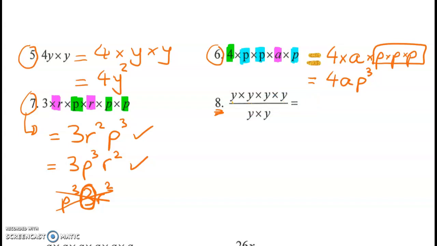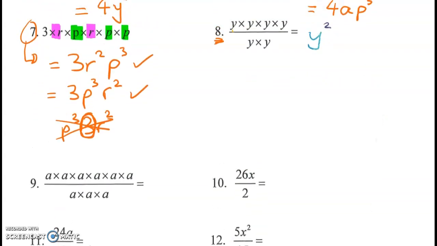Now I'm going to show you another way that we could have written that, because we don't want to keep writing this out the long way all the time. In fact, we're going to see it in question 9. So in this one here, we've got a times a times a times a times a times a. And in the denominator, we've got a times a times a. So we can simplify this fraction as follows. And you'll see that we're left with a to the power of 3.